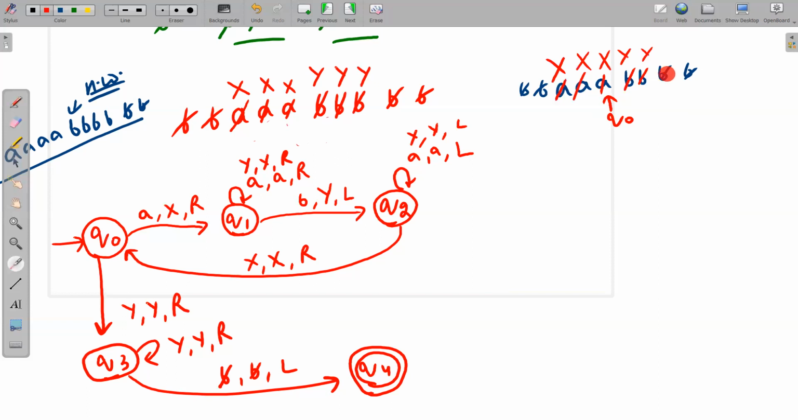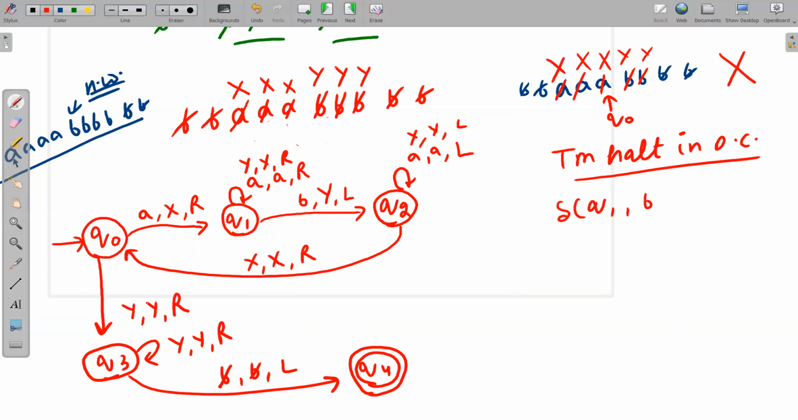So Q1 reading blank means what? We have not specified the move in this Turing machine. That means the Turing machine will halt in a dead configuration. Please note it down carefully. Hence the string will be rejected. Why will the string be rejected? Because the Turing machine halts in a dead configuration. Why does it halt in a dead configuration? Because we have not specified the move for Q1 reading blank.